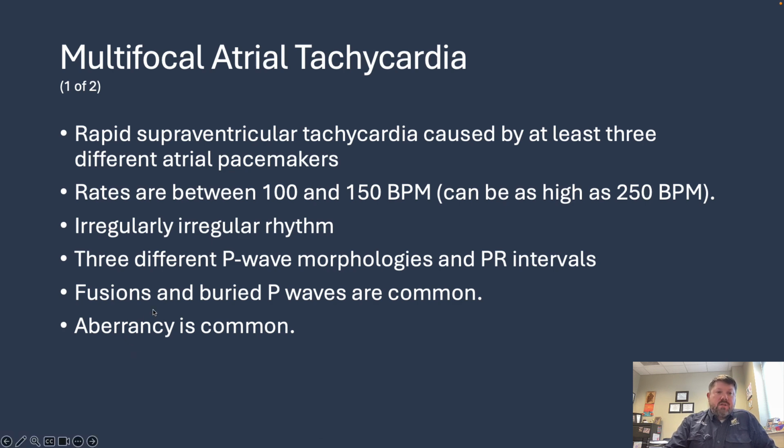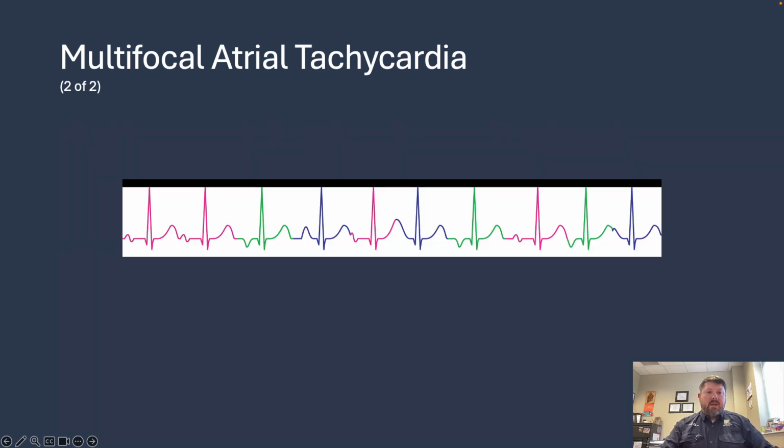Now, sometimes fusion and buried P-waves are very common because the rate's going so fast and because the conduction's all over the place. And then sometimes aberrancy, or a conduction pathway outside of the normal pathway, is very common as well.